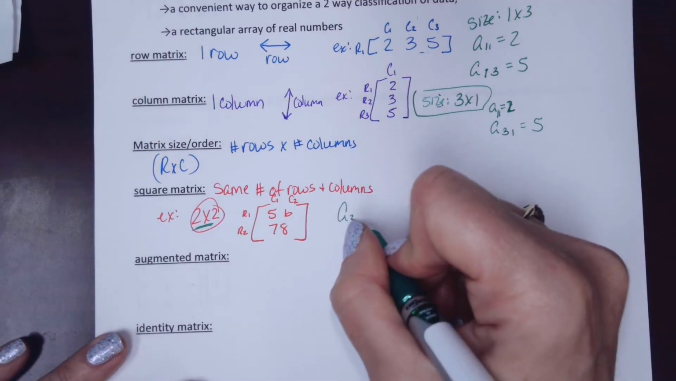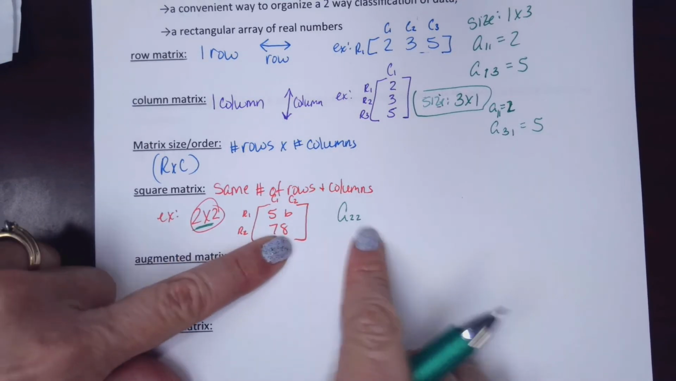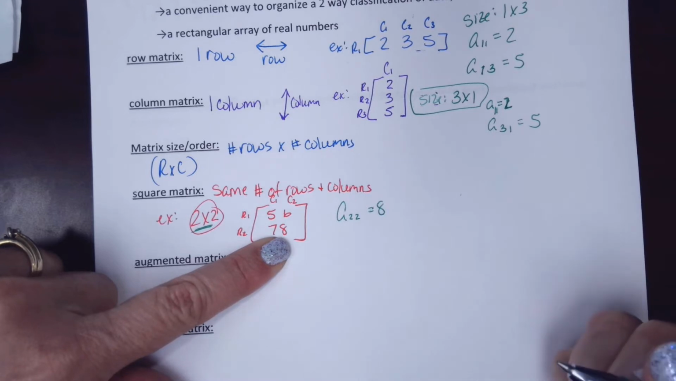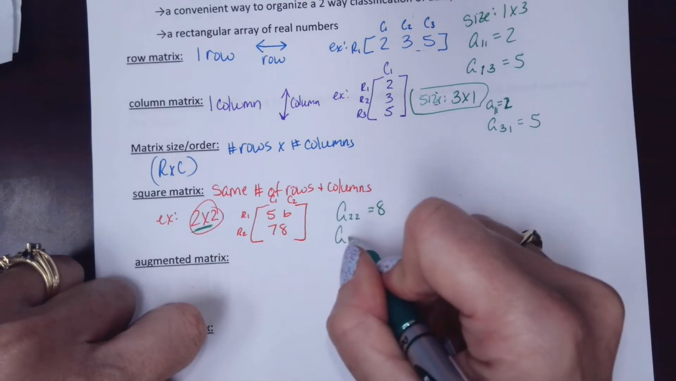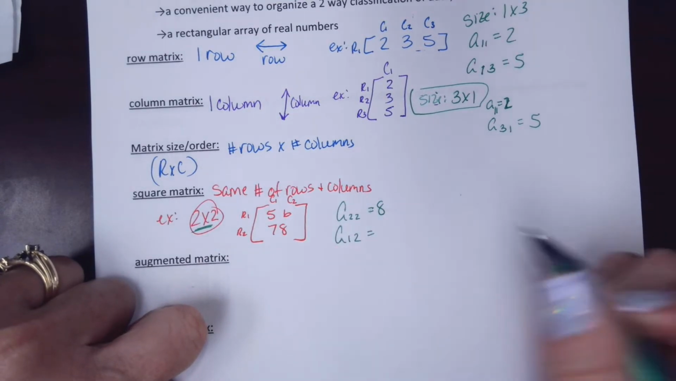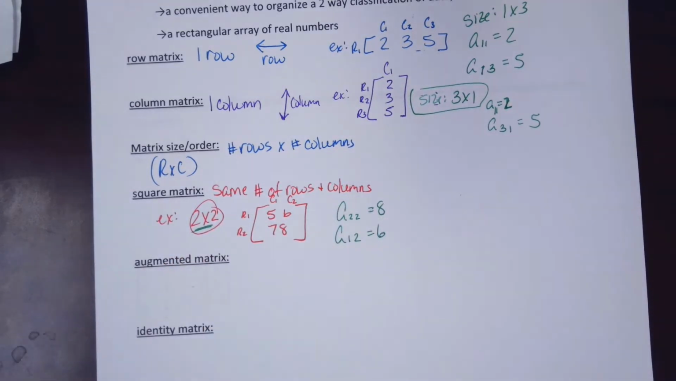What element is in position 2, 2? Well, that would be row 2, column 2. That would be 8 is in position, row 2, column 2. How about row 1, column 2? What element is in row 1, column 2? Well, that would be a 6.